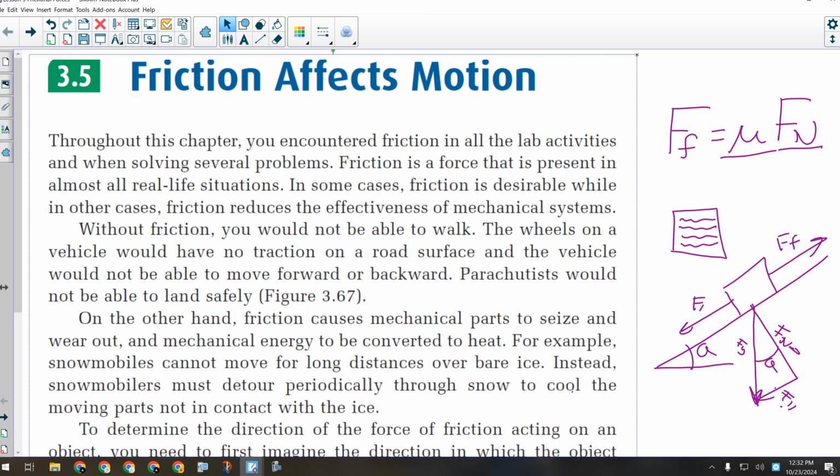Okay, so in this case here, where it's not sliding yet, F parallel and the force of friction are, come on, I'm an old man, I can't hold this desk much longer.